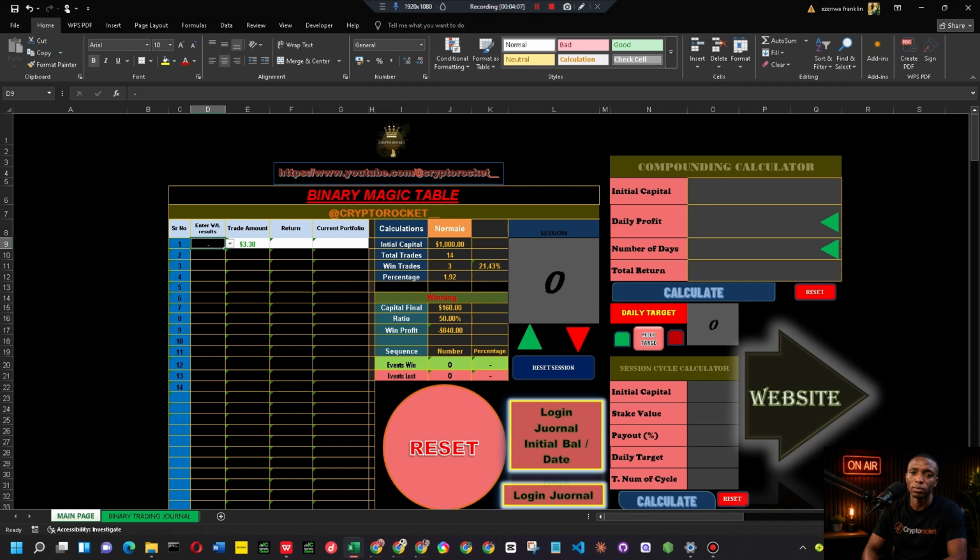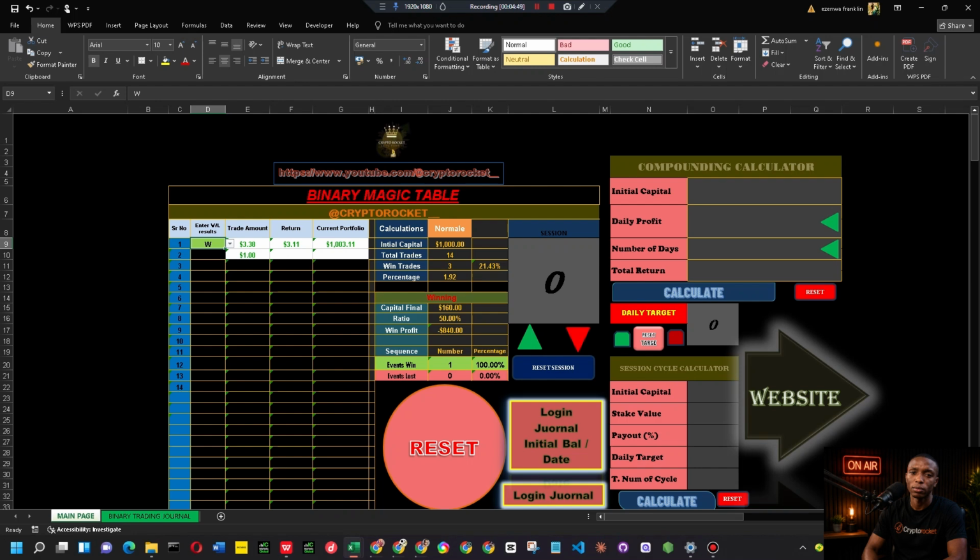Then in these returns, once you win, you will see the return, which is in this case $3.11. That's your return. And in your capital portfolio, remember our initial capital was 1,000, so we have 1,003.11 as the current portfolio. And as you can see, the next trade is showing you one. I will explain this later.